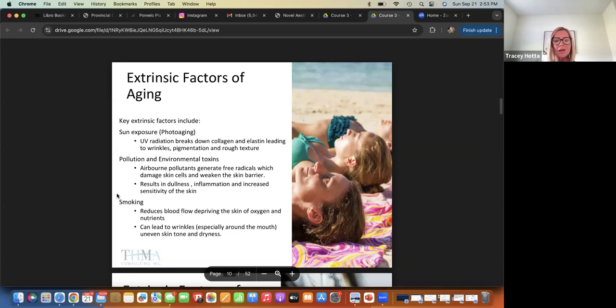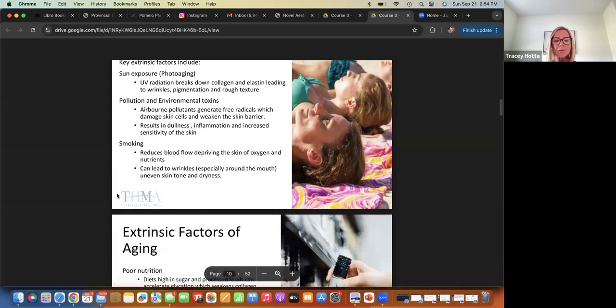We have pollution and environmental toxins, which are airborne pollutants that generate free radicals. They can damage the skin and weaken the skin barrier. This can result in dullness, inflammation, and increased sensitivity of the skin. We have smoking, which reduces blood flow, depriving the skin of oxygen and nutrients. It can also lead to wrinkles, especially around the mouth, uneven skin tone, and dryness.